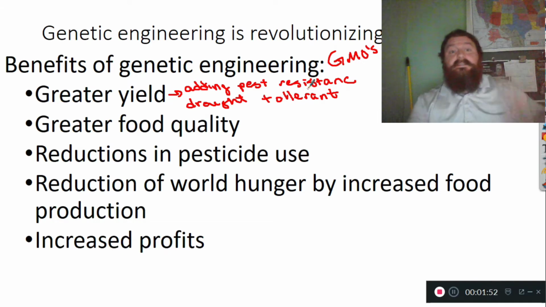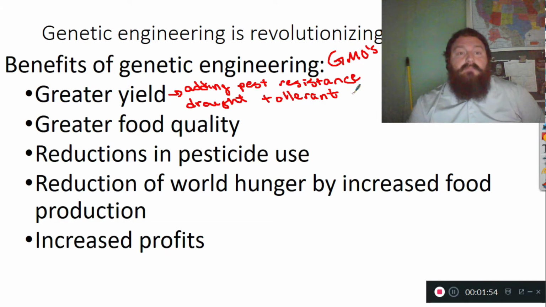Adding pest resistance didn't necessarily cause more plants to grow, but we lost less due to pest damage. With drought tolerance, we were able to increase our yields because we were able to grow in areas that we never were able to grow before. We were also able to increase food quality because we were able to add nutritional value to it.